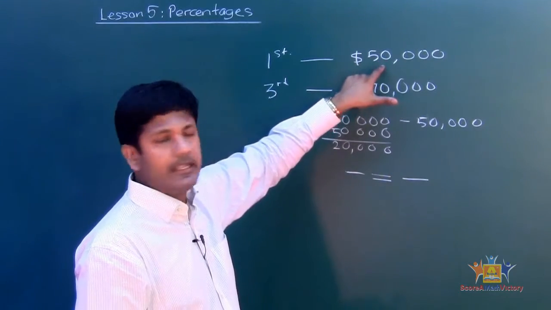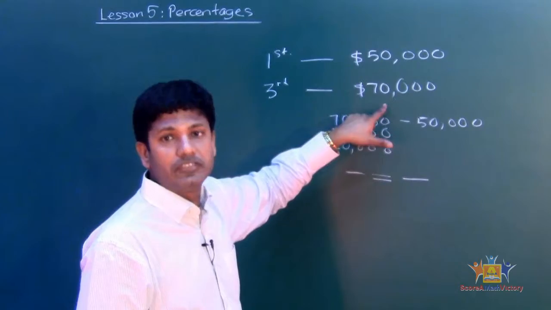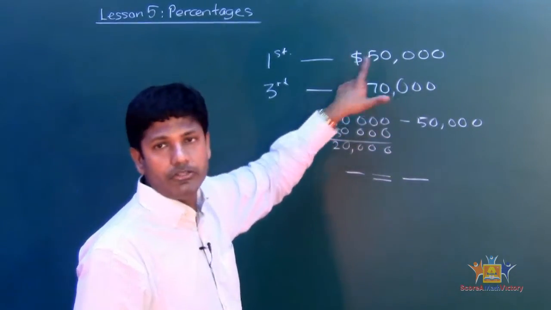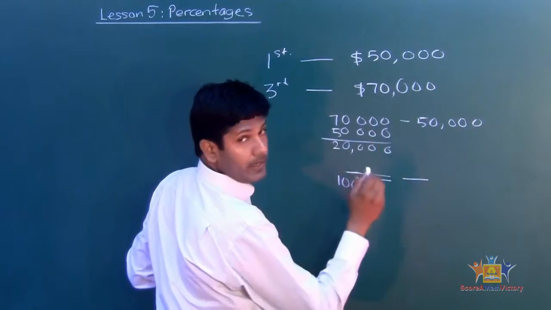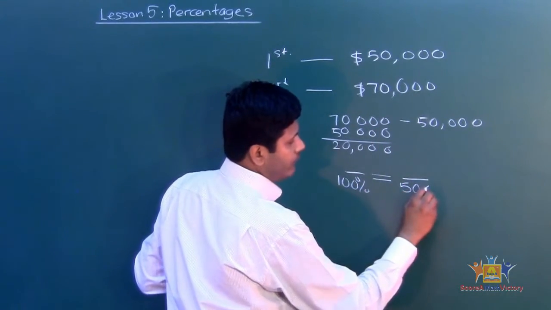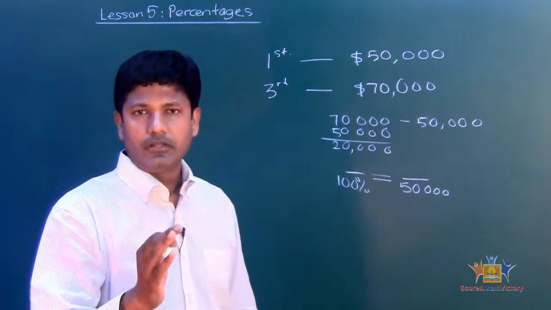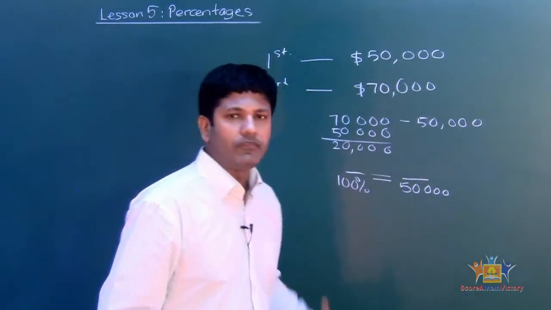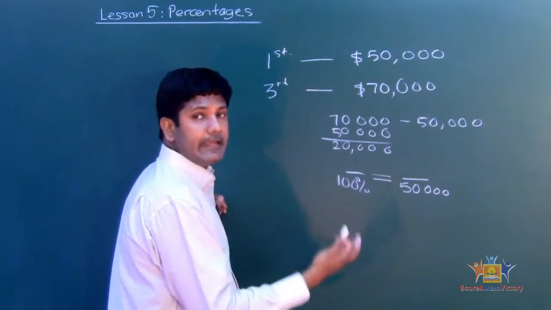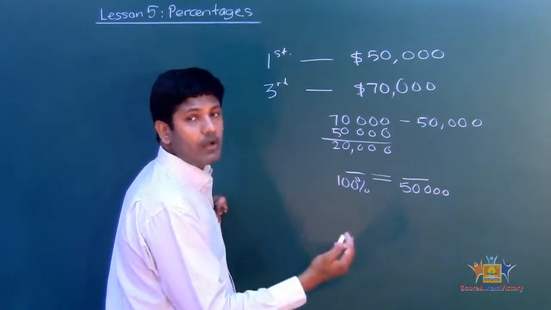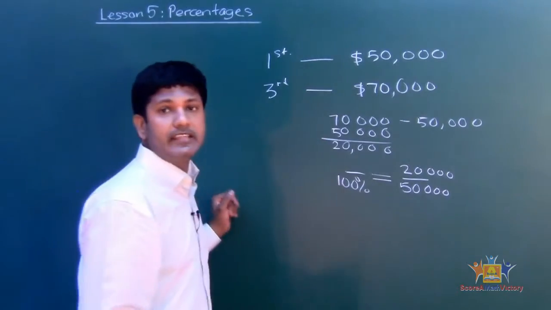This has already been increased. It's not the original. This is the increased salary. This is the original. So which is 100% will be 50,000. Keep in mind, 100% is 50,000. That's the original salary. And what is the increase? They increased by 20,000.